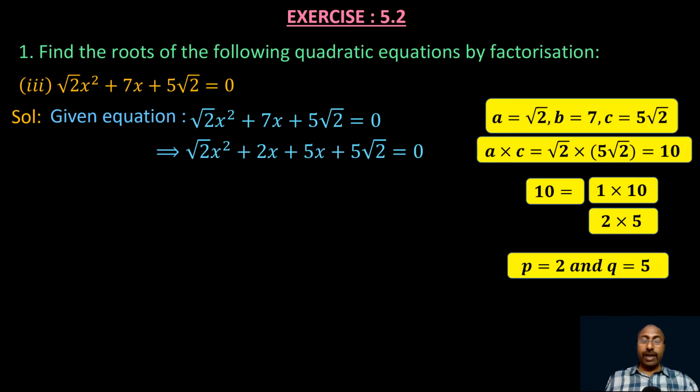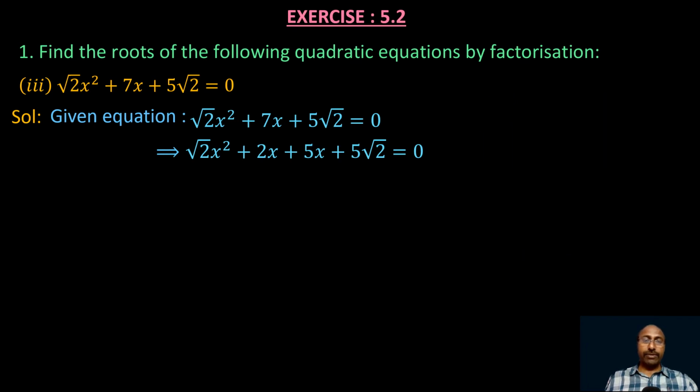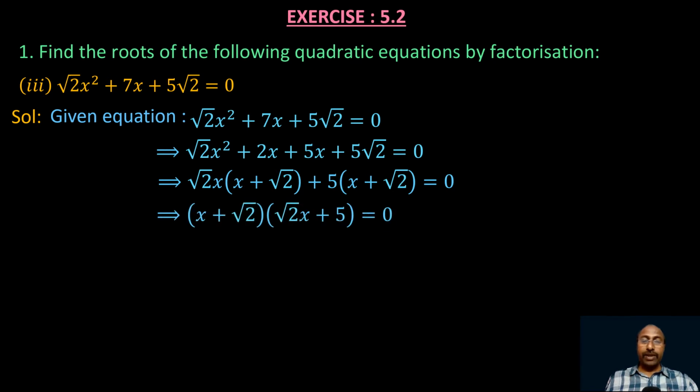And we know that 2 can be written as root 2 whole square. So in the first two terms we can take root 2x common, and in the next two terms we can take 5 common. That is, we can write root 2x into (x plus root 2) plus 5 into (x plus root 2) equals 0. So by taking x plus root 2 common, we can write (x plus root 2)(root 2x plus 5) equals 0. That is either x plus root 2 equals 0 or root 2x plus 5 equals 0.